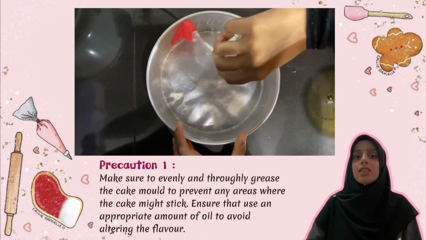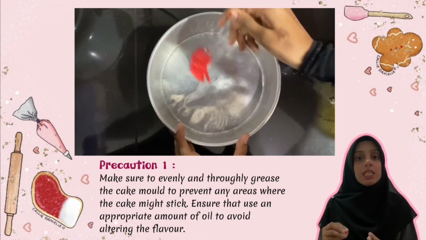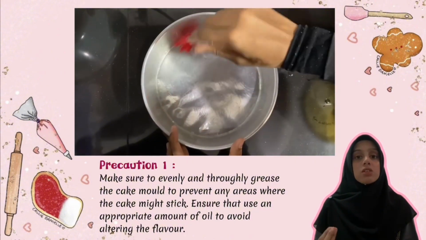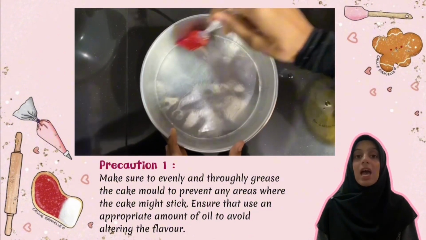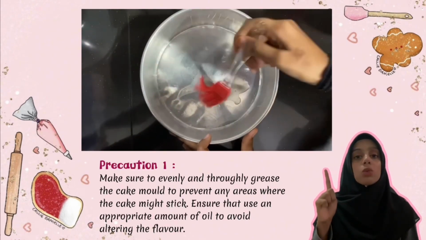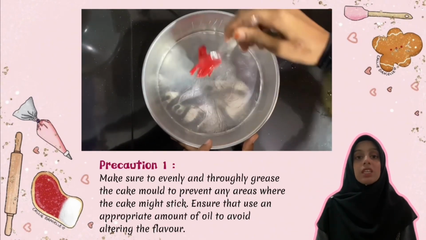Precaution 1. In this step, make sure to evenly and thoroughly grease the cake mold to prevent any areas where the cake might stick. Additionally, ensure that you use an appropriate amount of oil to avoid altering the cake's flavor.